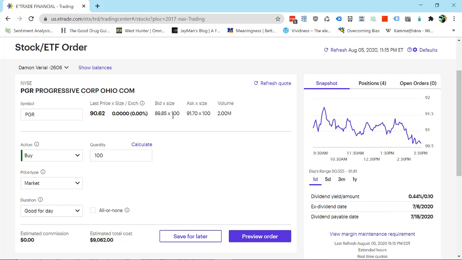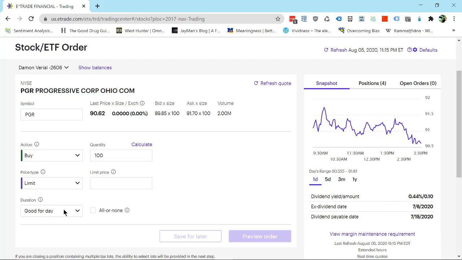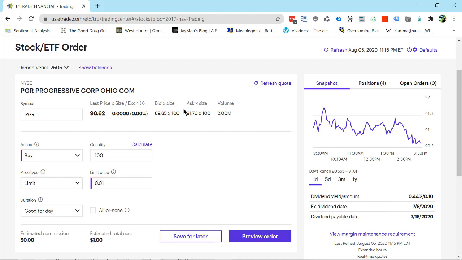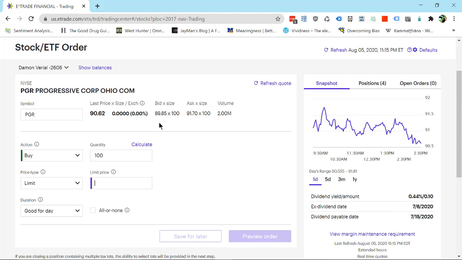So what you do instead is you choose limit. Limit, when chosen, gives you a new field to enter. And this is where you put in your price. Now it would be great if you could just put in 1 cent, but no one's going to agree to that deal in this auction. So generally what you do, if you really just want the stock now, you take the midpoint between the bid and the ask.